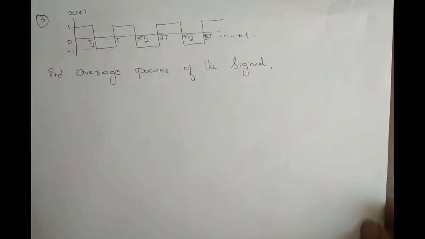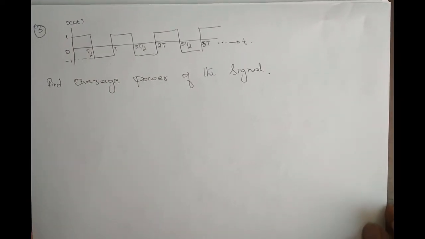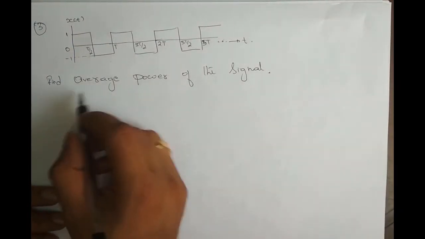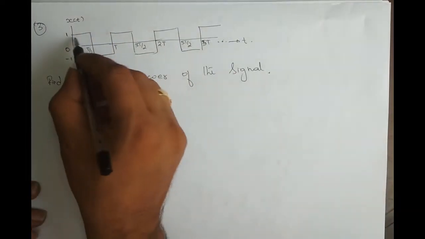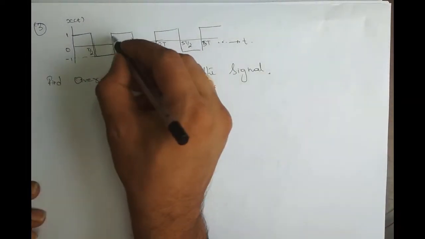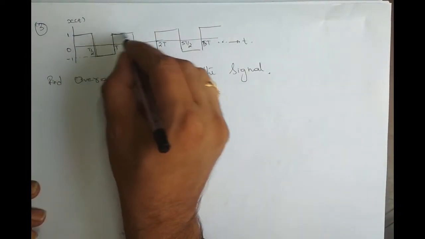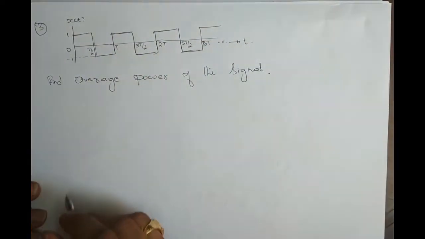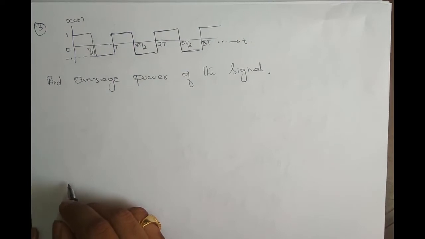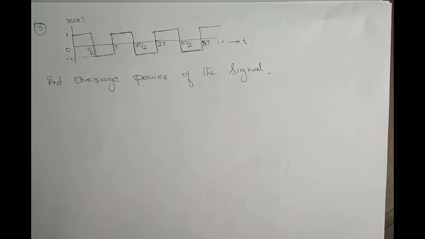Now we will take up one more problem. I have to find the average power of the signal shown. It's a periodic signal, right? The pattern is repeating from 0 to T, and the same pattern is repeating from T to 2T, from 2T to 3T, and so on. Since it's a periodic signal, I need to find its average power.